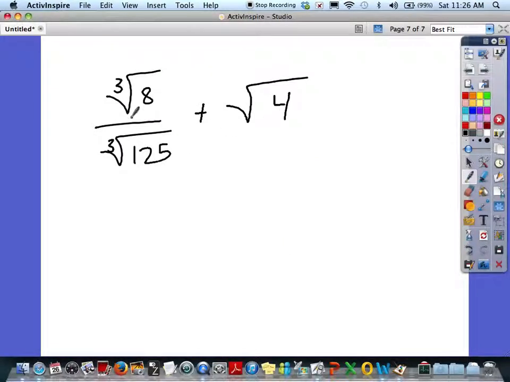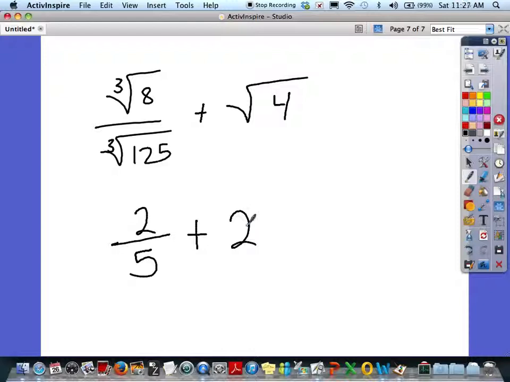Okay, so what times itself is 8? 2. 2 times 2 times 2 is 8. Down here, we already know what this is. This is 5 plus 2. In this case, I'm not worried about you saying plus or minus 2 because it's part of an expression. So I'm going to keep it a little easier on you guys.